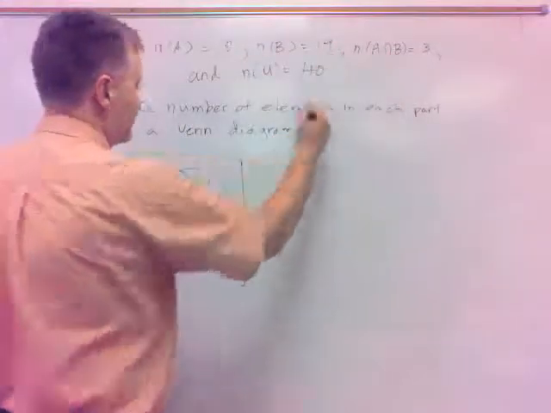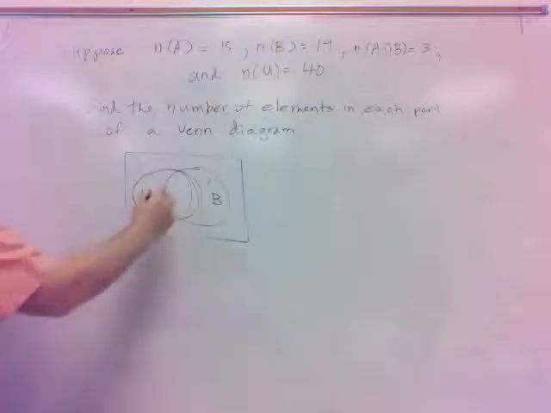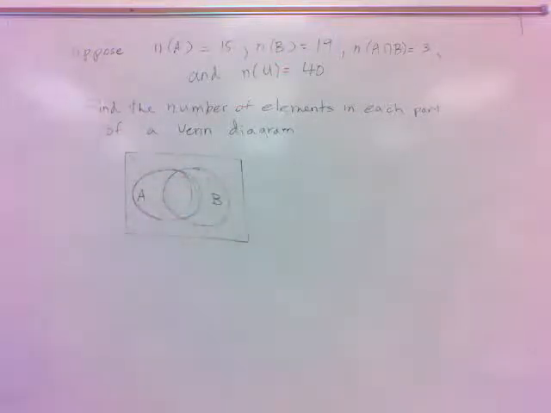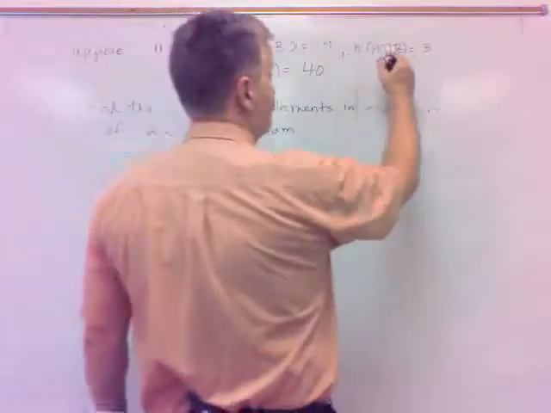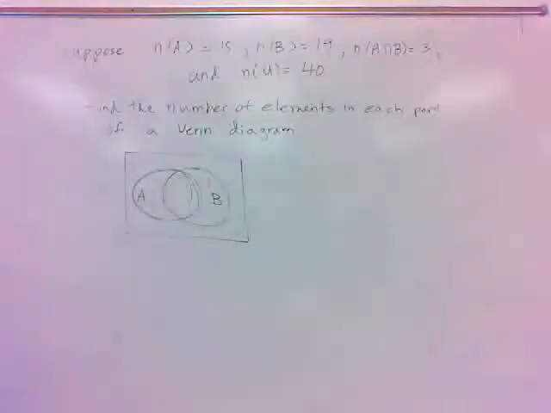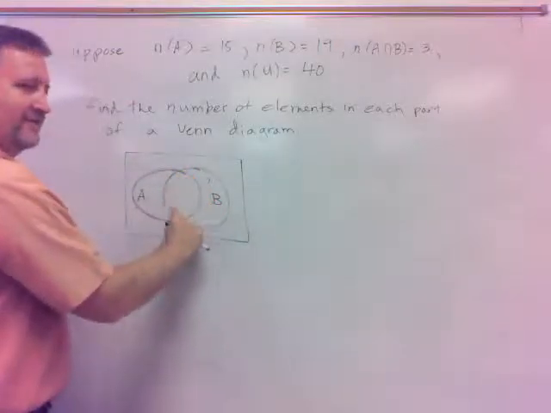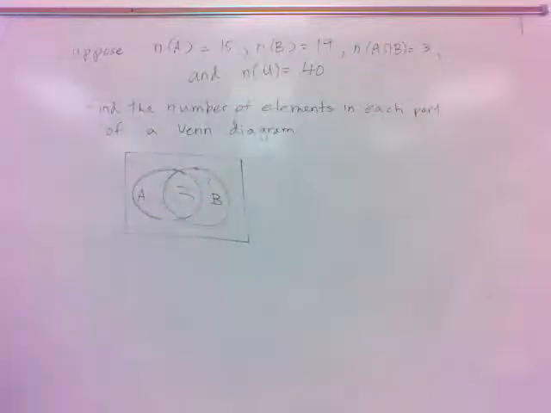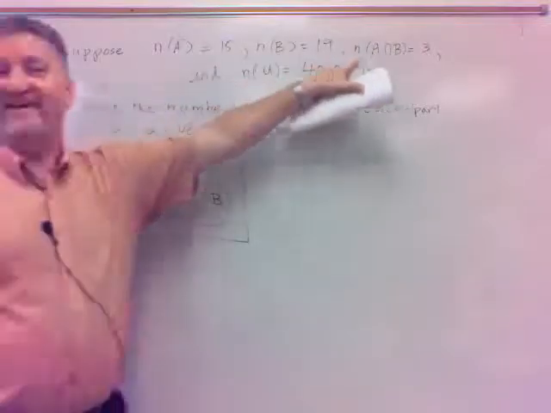The number in B is 19, same problem. I know there's 19 in the B circle, but there's two parts to the B circle. I know they need to add up to be 19. Yeah, if I move to the third one, hey, I'm in better shape there. Because what does that tell me? The number in A intersection B is 3. And where is the A intersection B? Right here in the middle, isn't it? So I definitely can say 3 elements go in the middle, because that's what that tells me, right?